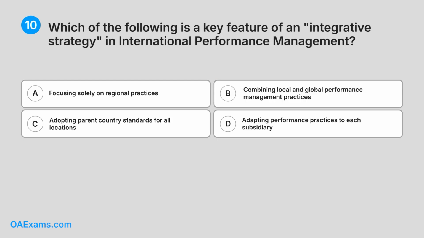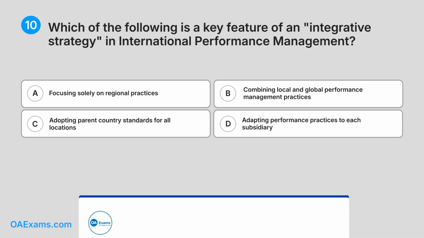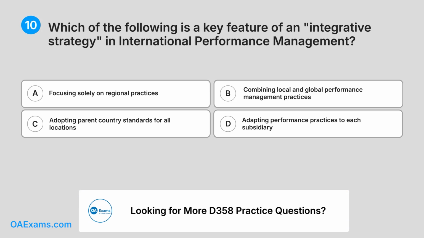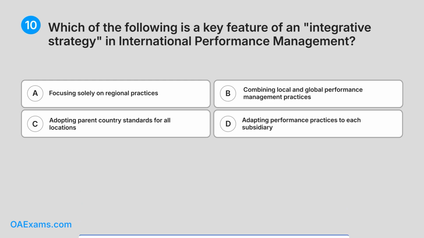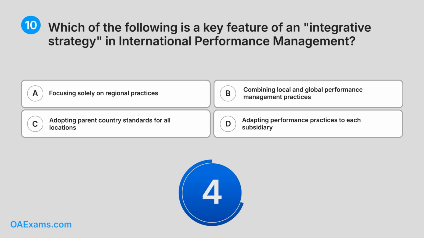10. Which of the following is a key feature of an integrative strategy in international performance management? A. Focusing solely on regional practices. B. Combining local and global performance management practices. C. Adopting parent country standards for all locations. D. Adapting performance practices to each subsidiary. What do you think is the answer?